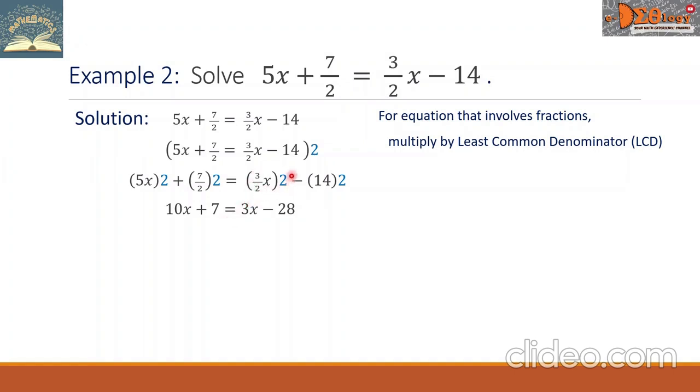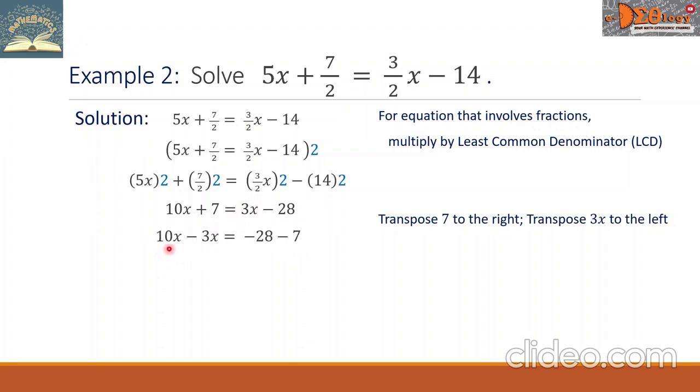We can cancel this 2 by the denominator, so 3x comes down, minus 14 times 2 is 28. Then we can transpose the number 7 to the right and transpose this 3x to the left. So we have 10x minus 3x equals negative 28 minus 7. 10x minus 3x is 7x equals negative 28 minus 7 is negative 35.